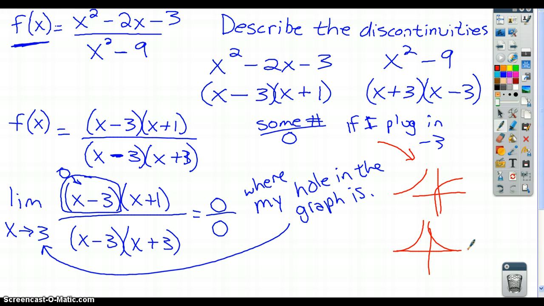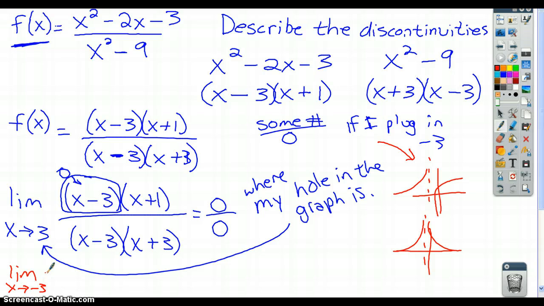Whatever it is, you know that there's going to be a vertical asymptote there because it's some number divided by 0. So it gets really, really huge as you get closer and closer to the number. I'm not going to rewrite the whole thing out, but the limit as x approaches negative 3 is going to be some number divided by 0. The limit does not exist, and that's where an asymptote happens.